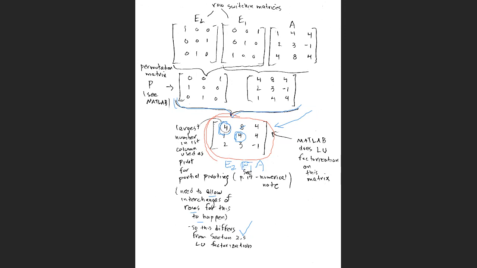E2 times E1 times A. That's what this matrix is. And incidentally, E2 times E1 times A is equal to P times A, because the product of these elementary matrices that do the row interchanges is called your permutation matrix.